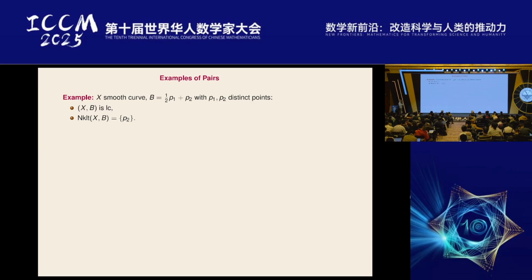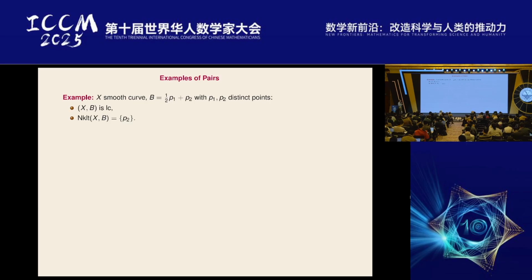Well, because everything is smooth here, you don't need to take any resolution. Resolution is just an isomorphism. So you can measure the singularities already just by looking at the coefficients. Well, one coefficient is half, another one is 1. We don't have anything more than 1. Therefore, we are in the log canonical, LC, category of singularities. And the non-KLT locus is precisely this point, P2.